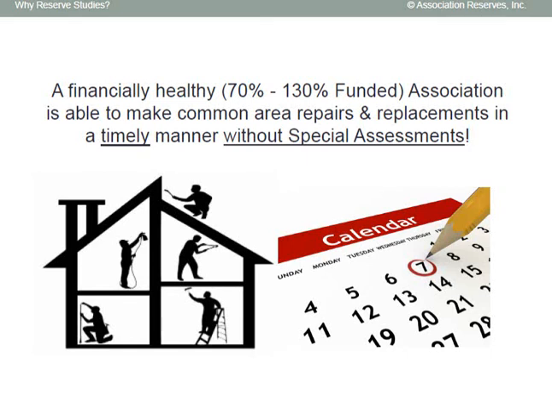And I want to conclude by helping you see that a financially healthy association is able to have success and to make the common area repair and replacements in a timely manner without those expensive special assessments. What we're trying to do here is have all the owners pay their fair share over time, providing financial stability to the association and minimizing the chance that the association will be subject to any unfortunate financial surprises.